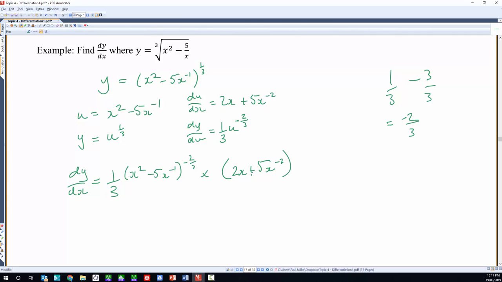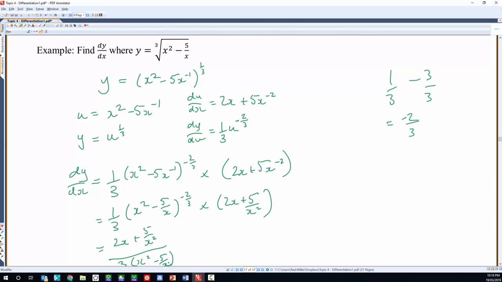All right, let's tidy this up and get rid of all these negative powers. So now what I'm going to do is grab this negative power, drop it into the denominator. So I'm left with 2x plus 5 over x squared, over 3, running out of room, x squared take 5x to the +2/3. Once that goes into the denominator, it becomes positive.